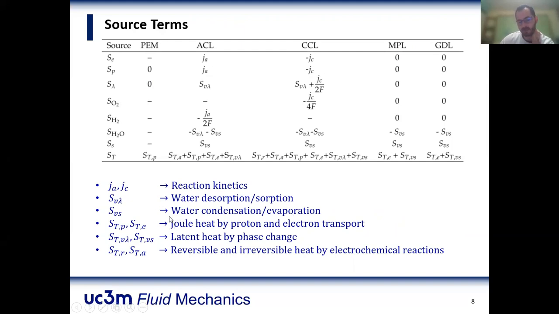And then for heat transport, we have several. We have Joule heating due to proton and electron transport. We have also latent heat due to phase change phenomena. This includes here the sorption and desorption in the catalyst layers. We have also evaporation and condensation. And then we have the reversible and irreversible heat due to the electrochemical reactions in the catalyst layers. So we have all those source terms in the 1D model.